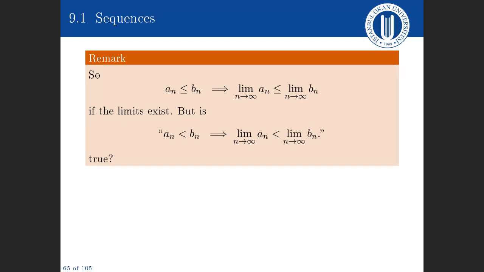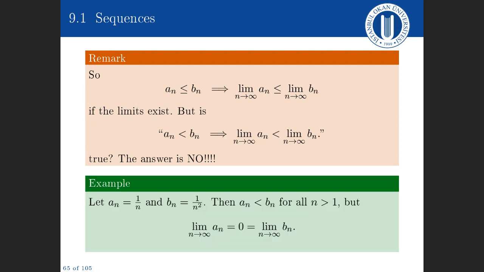A question for you to think about. I've just said that if An is less than or equal to Bn, this implies that the limit of An is less than or equal to the limit of Bn. Is this also true if we replace the less than or equal signs with strictly less than? And the answer is no. Why is it no? Let me show you an example.